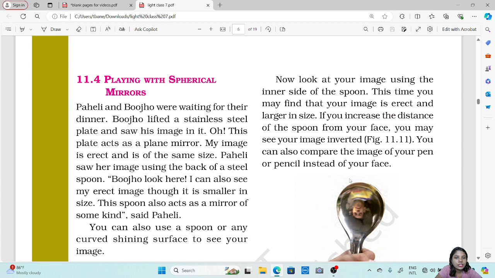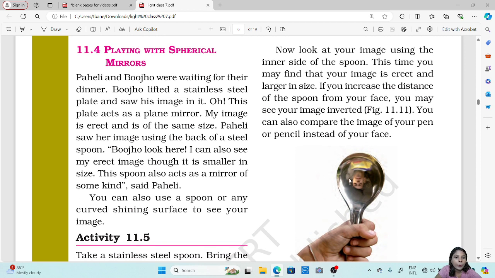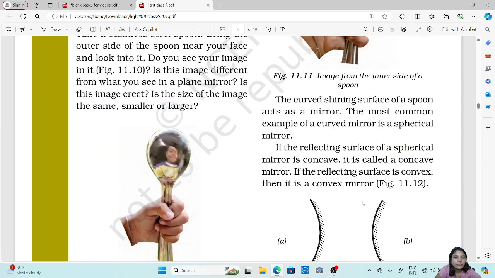If you increase the distance of the spoon from your face, you may see your image inverted. Initially you will see it like this, but if you move it further, you might see your image inverted. That is, like how this pen turned upside down, you are going to see that phenomenon. You can also compare the image of your pen or pencil instead of your face. The curved shiny surface of a spoon acts as a mirror. Both surfaces, not only the outer one but also the inner one, act as mirrors.